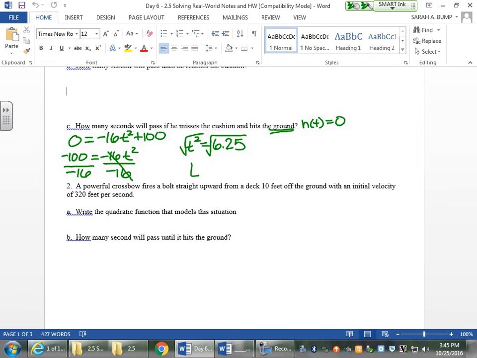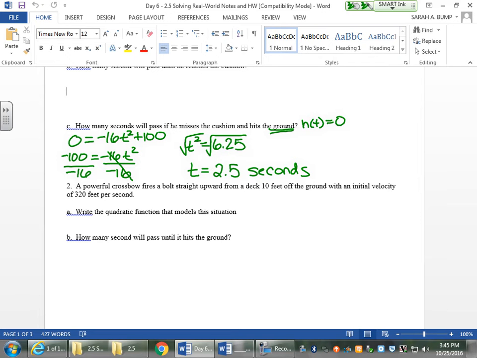And we're going to go ahead and square root both sides. Still don't want the negative answer because that won't make sense. And we're going to get 2.5 seconds. Again, label it and tell me what variable you were finding. Two things that are important that I would look for: what variable are you finding and what does it mean? So it only takes a little bit longer to hit the ground versus the cushion. That's an example of the falling object.